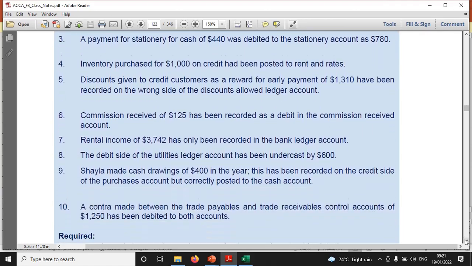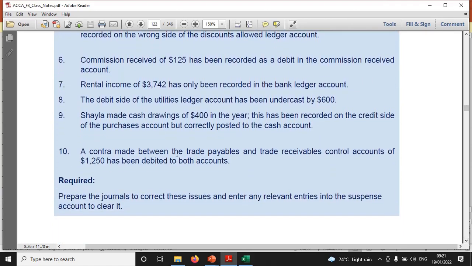And it's a comprehensive question, eh? This is a type of question that is likely to be examined under the full exam. But it's still okay for those who are doing multiple choice questions, because it is better to have a full question than to have one multiple choice question that is trying to just check on a particular snapshot of a syllabus. All right, let us look at the requirement. It says, prepare the journals to correct these issues and enter any relevant entries into the suspense account to do what? To clear it. Are you understanding?